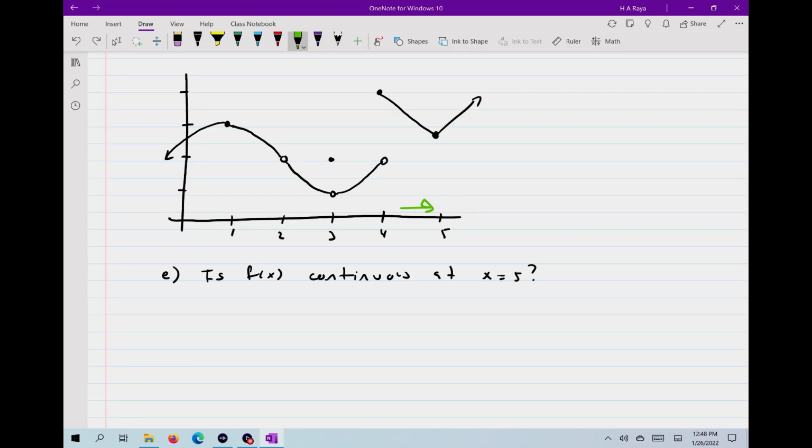So in this case, the value of the function is 3, and the limit as x goes to 5 is equal to 3. So in this case, if we have all three criteria met, f of x will be continuous at x equal to 5.